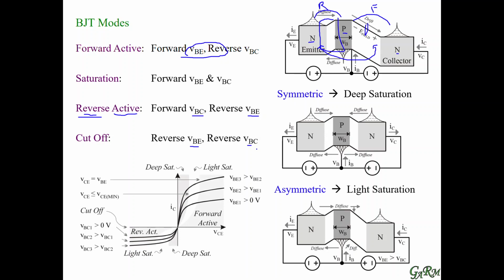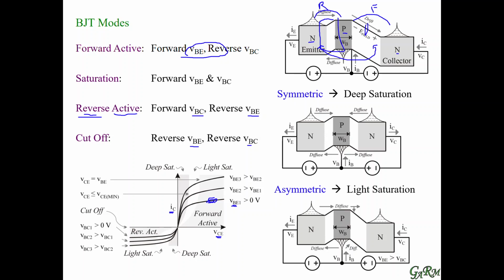So if we were to plot this in a graph, here we have collector current and here we have collector emitter voltage. And in this region here is where we have a forward bias voltage across a base emitter junction, and the collector voltage is so high that it reverse biases the base collector region.